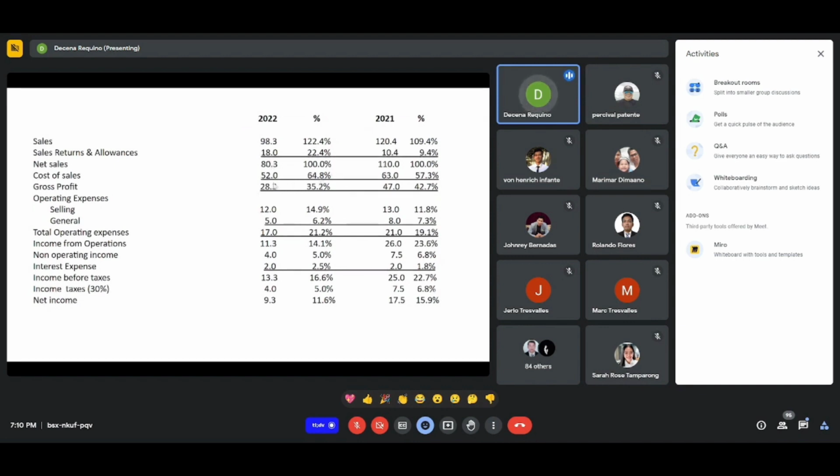So ang vertical analysis, for example, ilang percent ng total sales ang cost of sales. So para makuha mo yon, itong cost of sales mo na 52, i-divide mo siya sa 80.3. Ang makukuha is yung 64.8. Or for example, ilan ang percentage ng gross profit based on sales. So ganun din, yung 28.3, i-divide mo lang siya dito sa 80.3 para makuha mo yung 35.2%. So ganun naman sa vertical analysis.